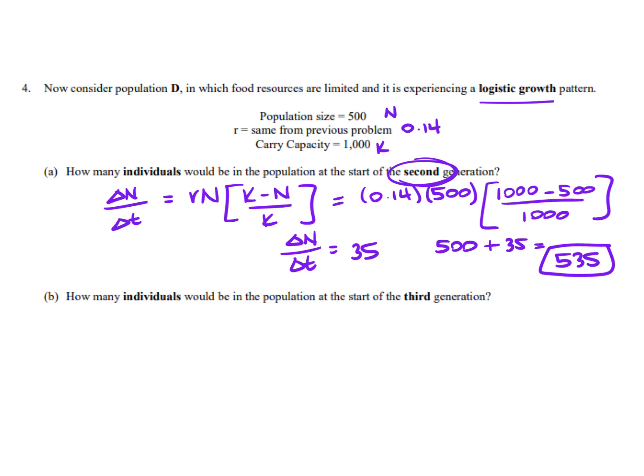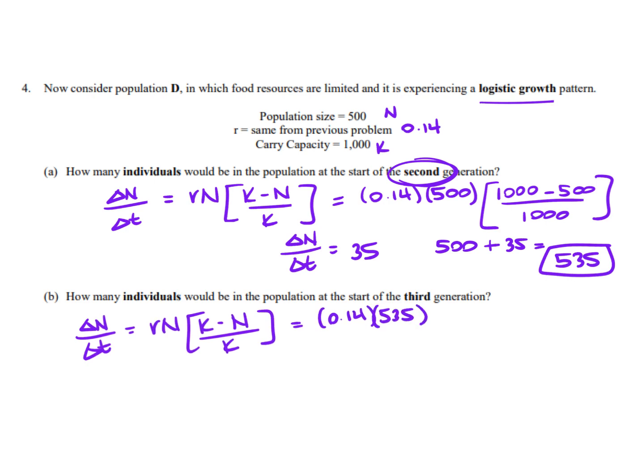If we look at part B, it says how many individuals will be in the population at the start of the third generation. And again, you're going to use the same math. The only difference being is that your N, population size, is now 535, but you're going to see something kind of crazy happen. So if we do delta N over delta T, same equation. Notice the K stays the same, the N is going to change. So the rate is the same, 0.14, but now I'm going to put in 535, because that's your new population.